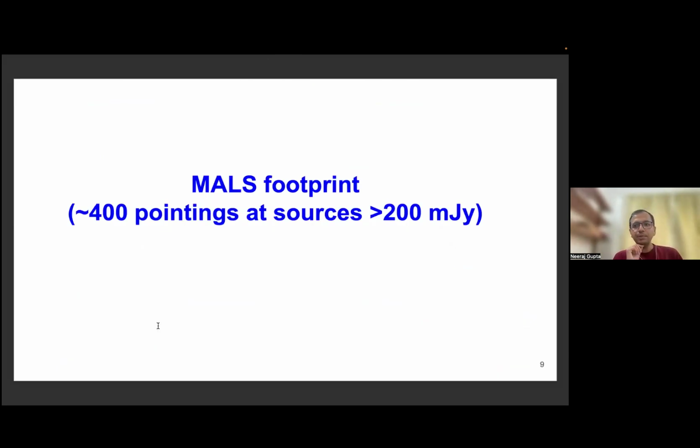So what's the MALS footprint, right? What portions of the sky are we looking at? That's always an important question when we are trying to look at the sky to address any astrophysical problem.